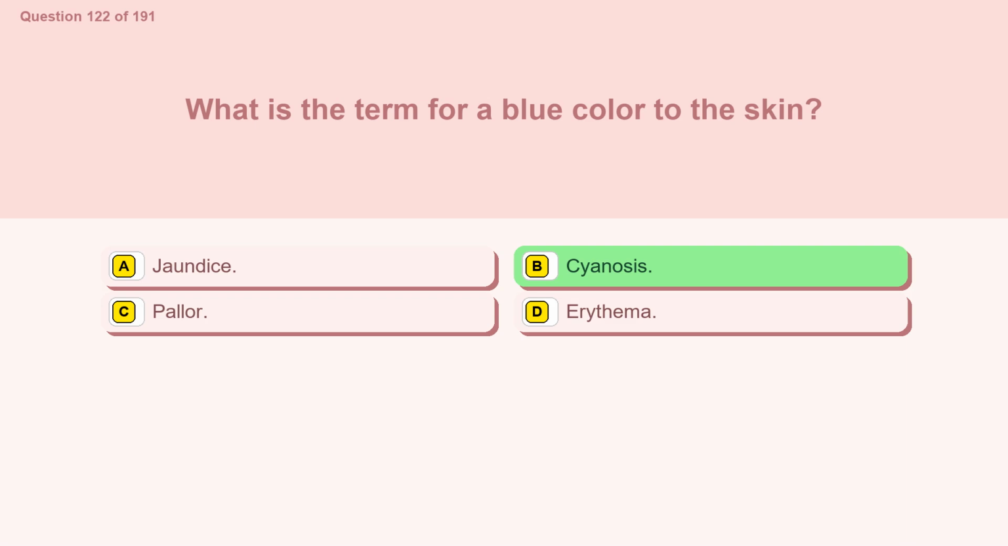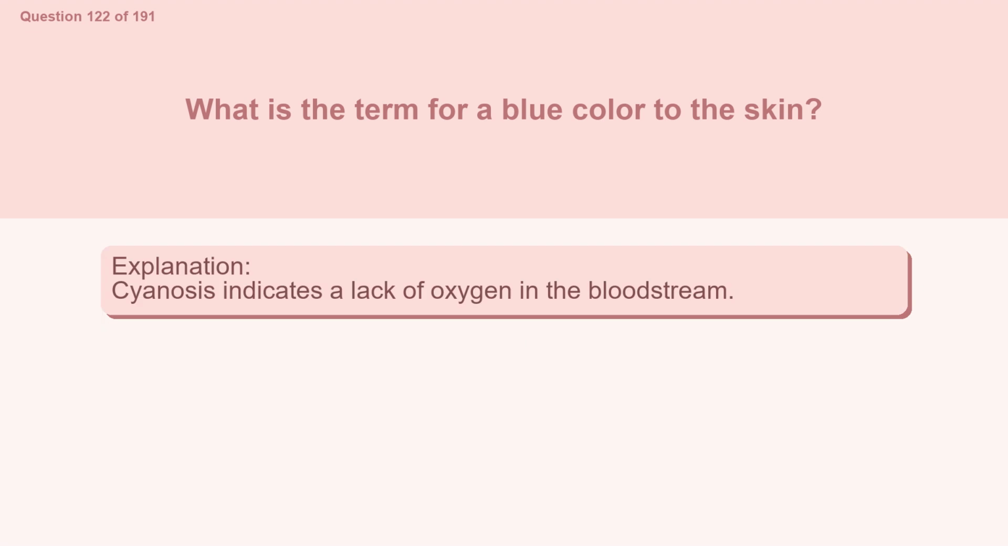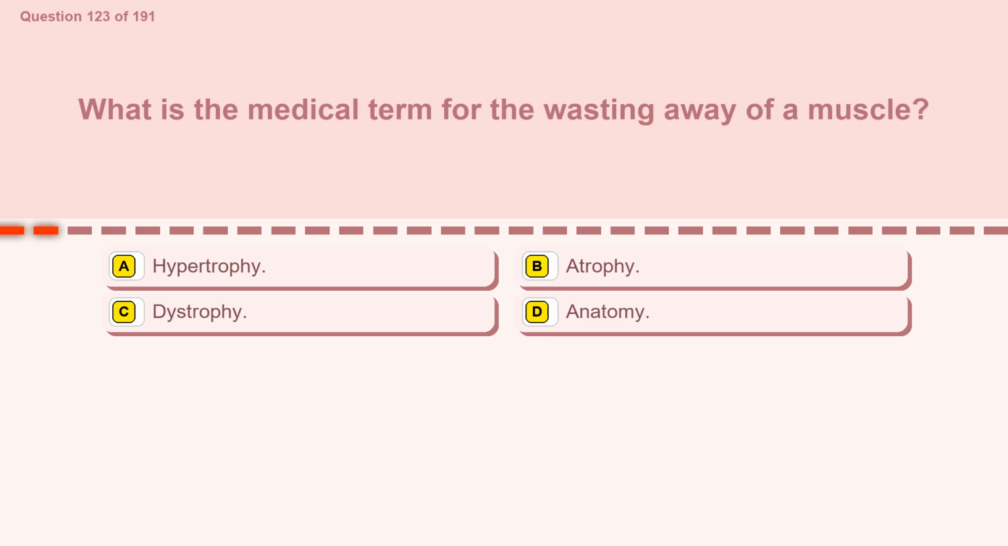The correct answer is option B, cyanosis. Cyanosis indicates a lack of oxygen in the bloodstream. Question 123. What is the medical term for the wasting away of a muscle? Option A, hypertrophy. Option B, atrophy. Option C, dystrophy. Option D, anatomy.